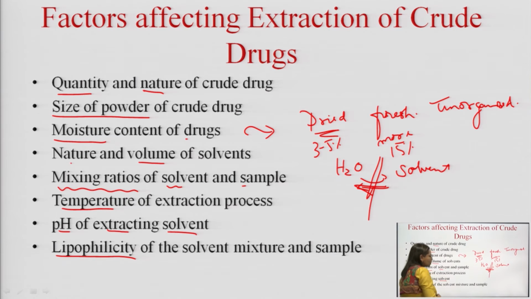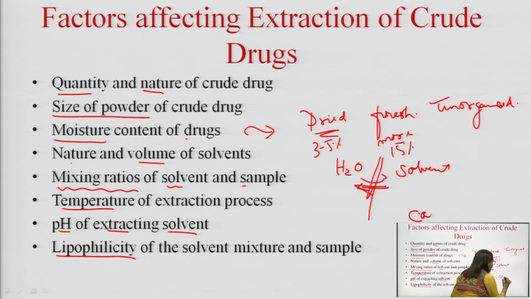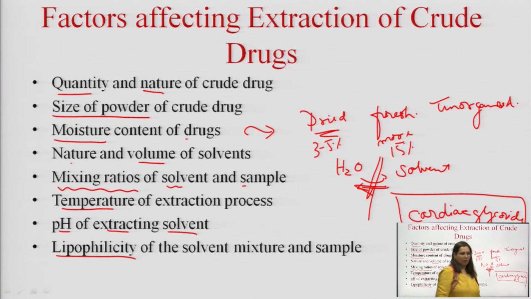Then comes temperature of the extraction procedure. Again here I will highlight one point, that is cardiac glycosides. These cardiac glycosides are generally extracted in a cold condition. Why? Because they are highly sensitive to the temperature, and the glycon and aglycon separate, and hence the biological activity of cardiac glycoside is affected.